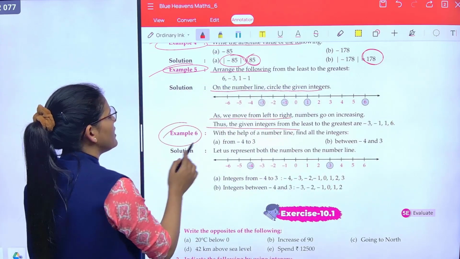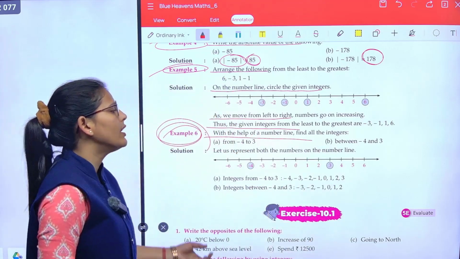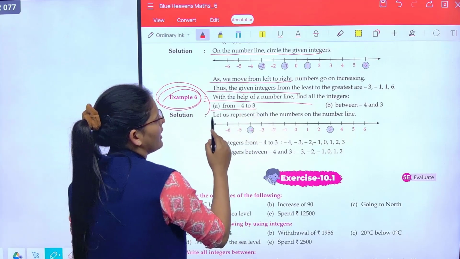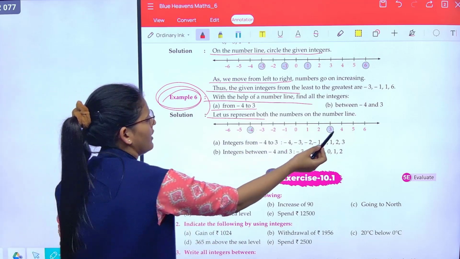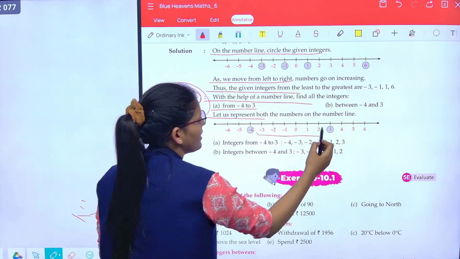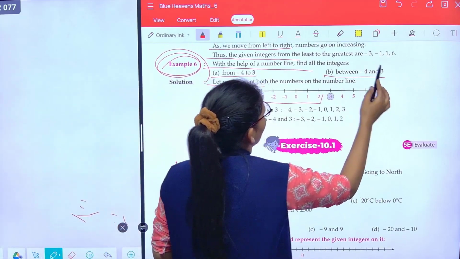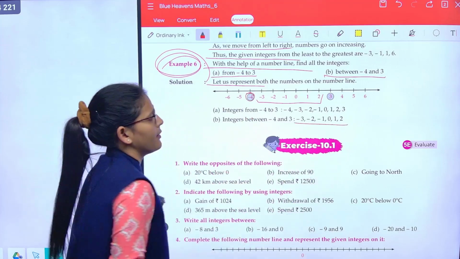Example number 6. With the help of a number line, find all the integers from -4 to 3. Let us represent both the numbers on the number line. Now the numbers in the middle will all be integers between -4 and 3. You can see them here.